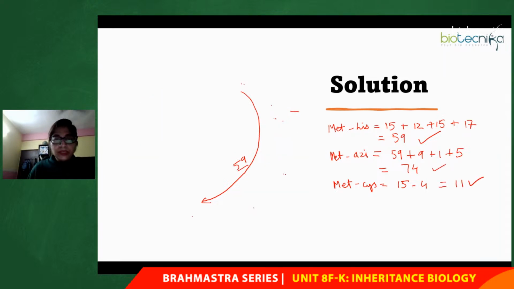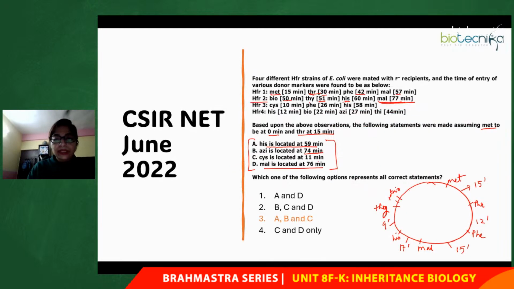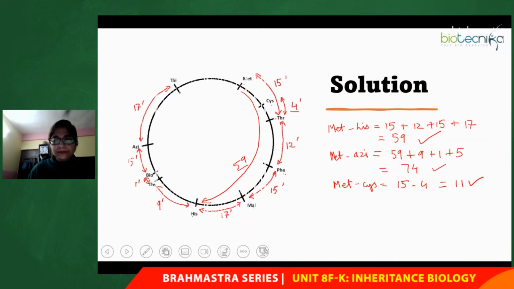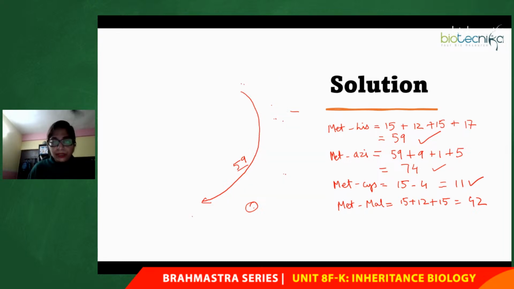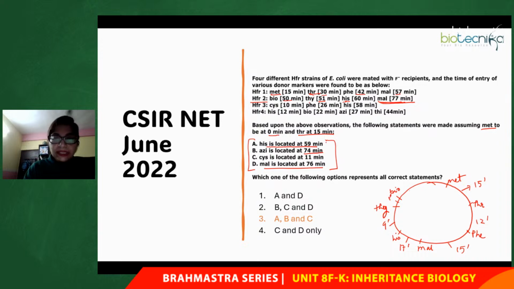Now, what about the last statement? Mal is located at 76 minutes. So if I say met to mal, where is mal? Here. It will be 15 plus 12 plus 15 is equal to 42. But it is saying 76, so that will be wrong. So in statement 1, A, B, and C are correct.